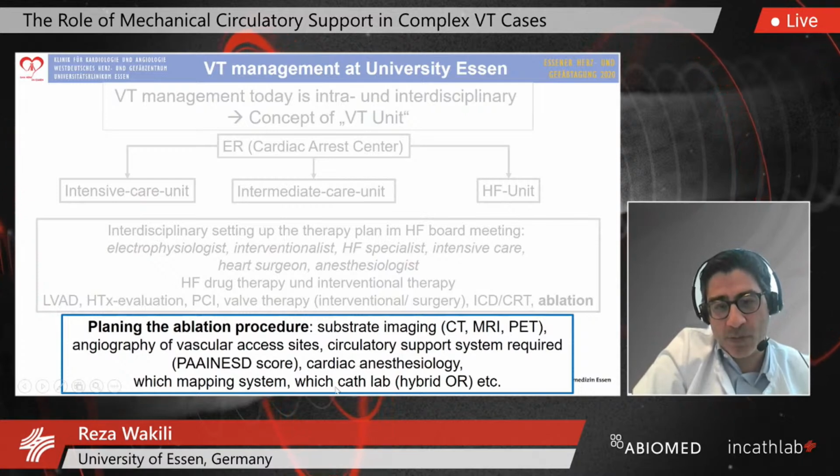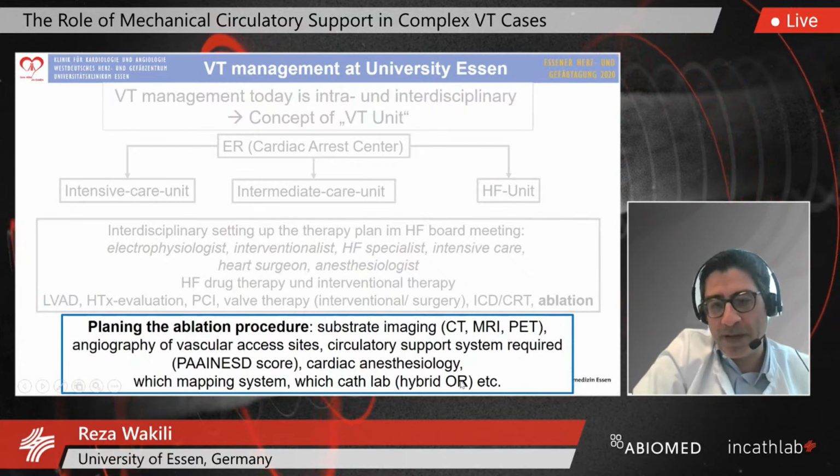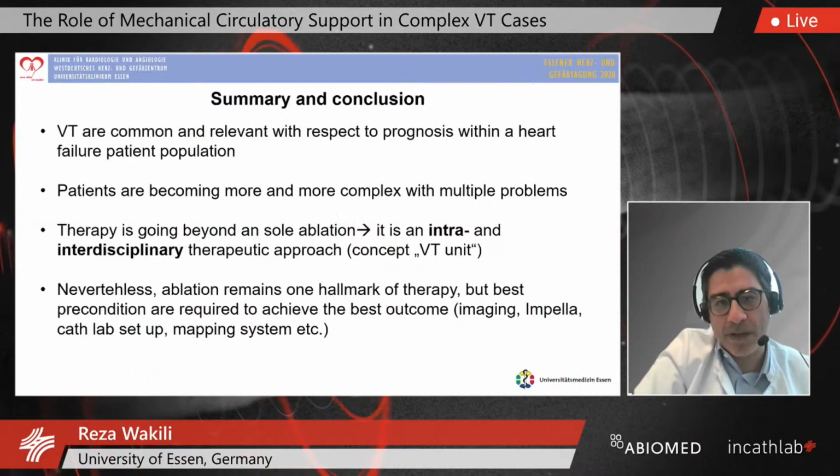And which cath lab is required? We always go for our hybrid OR, so that we are prepared for every situation. We have enough space for all the equipment. If we get into a really severe situation, we can always switch to heart surgery. So we always want to be prepared for the worst situation, but have the best preconditions available at hand.